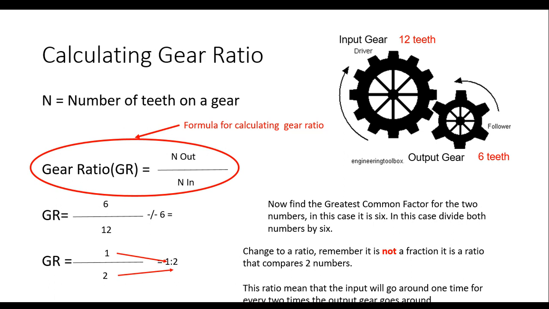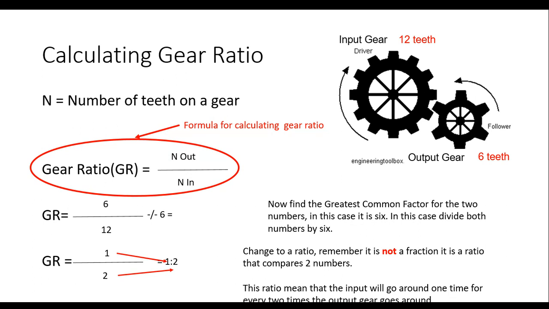Now, when we get to calculating gear ratios, it's really a pretty simple process. We're going to look at our formula: gear ratio equals N out over N in. N represents the number of teeth on the gear. If we look at the drawing on the right side of our screen, we see the input gear has 12 teeth. So N is equal to 12 in this case, and that number goes on the bottom.